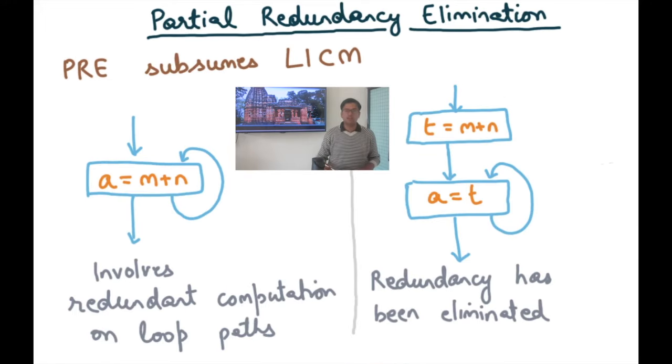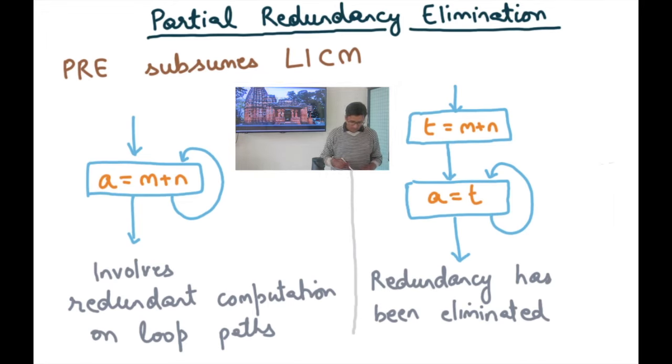First of all, I want to point out that partial redundancy elimination subsumes loop invariant code motion, and that's easy to see because if I have a loop and let's say this m plus n is a loop invariant computation, then m plus n is redundant on many paths. For example, if I just take the path which goes around the loop once and then goes out, here m plus n is being redundantly computed once more, right? So in total it's being computed twice, but redundantly computed once. The first time you need it, but the second time it was redundantly computed.